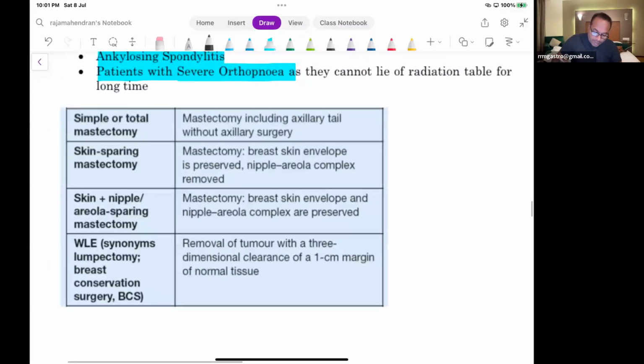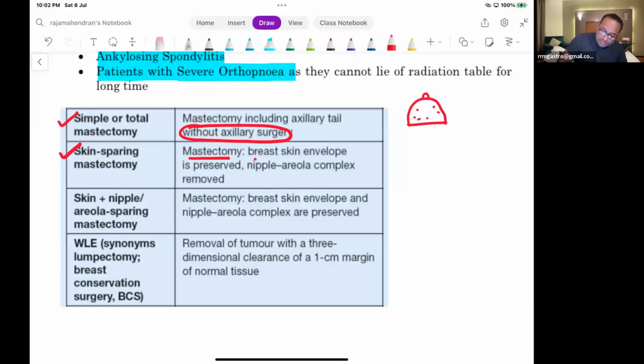So what is the points in New Bailey? The various surgeries they are used to put a nutshell. Simple mastectomy na, we remove the breast, nipple, areola with or without axillary tail, without axillary dissection. That is simple mastectomy. Skin sparing mastectomy na, mastectomy which is involving breast skin envelope is preserved, nipple areola complex is removed. That is another surgery. Nipple areola complex is removed.